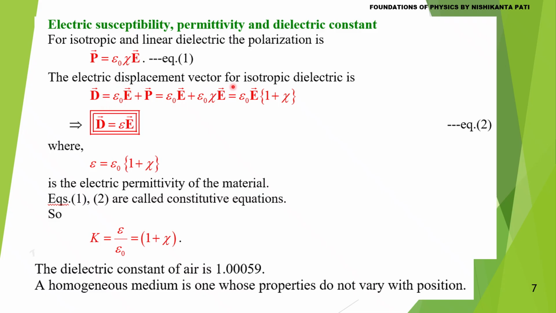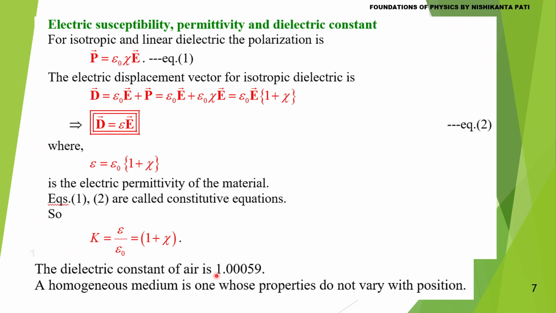The electric displacement vector of an isotropic dielectric is D vector equal to epsilon 0 E vector plus P vector. If you put the P vector here, then the equation becomes D vector equal to epsilon E vector, where epsilon is equal to epsilon 0 into (1 plus chi). This chi is called electric susceptibility and epsilon is called electric permittivity of the dielectric. So from this, the dielectric constant, or the relative permittivity or the dielectric coefficient, is epsilon by epsilon 0, that is equal to 1 plus chi.